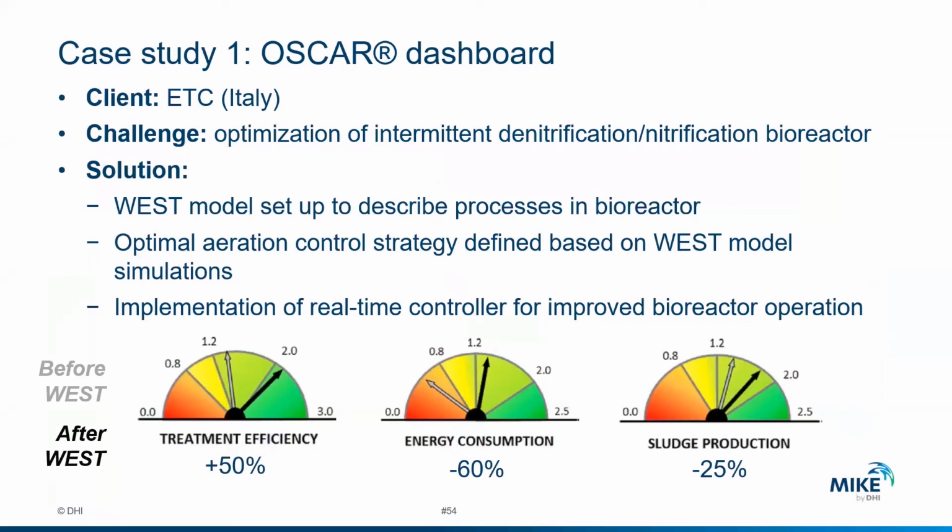First is this OSCAR dashboard. OSCAR is a control algorithm and effectively an instrument that allows you to optimize aeration in intermittent nitrification, denitrification activated sludge systems, developed by one of our clients in Italy. What they did with WEST is to implement the logic, the algorithm of the instrument and test different conditions, and they routinely use this model to optimize the specific settings on a given plant. And by doing this, you see here an example of outcomes in terms of treatment efficiency, energy consumption, and sludge production.